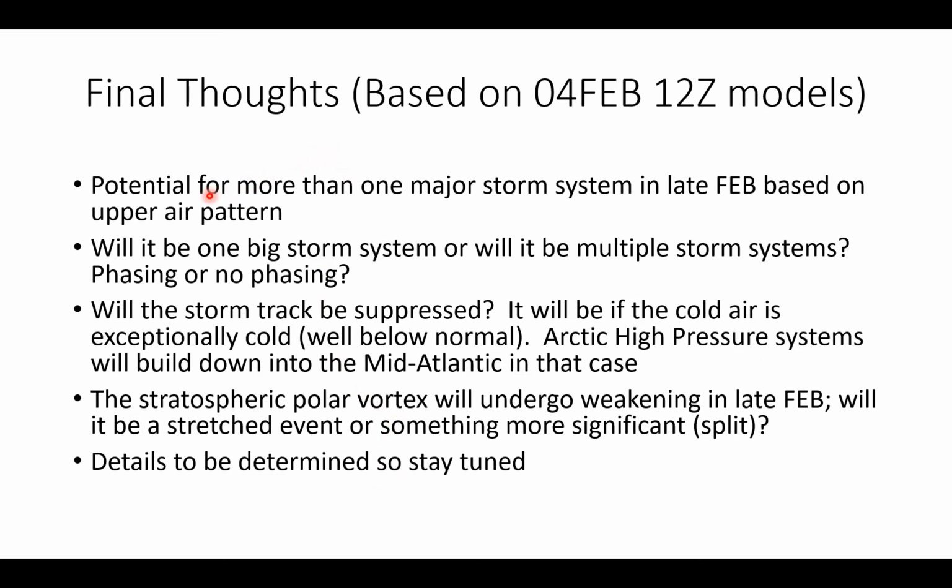Based on what I'm seeing, we have the potential for more than one major storm system in late February, based on this favorable upper air pattern I went through on the ensemble charts, the 500 millibar heights and anomalies. But will it be one big storm system, or will it be multiple storm systems?